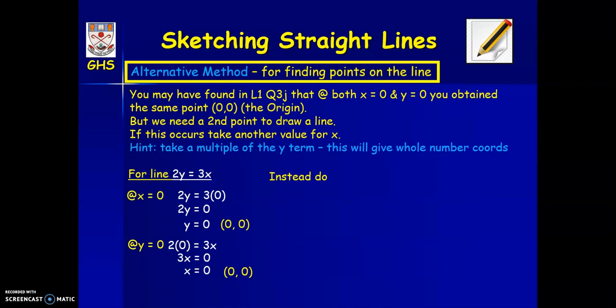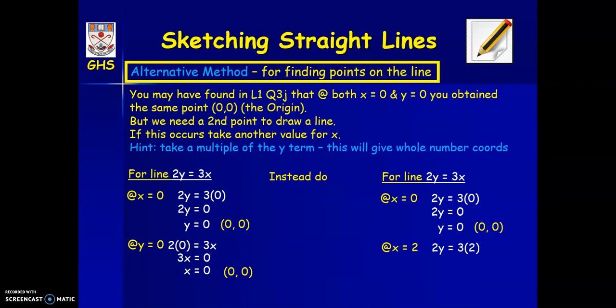So instead, what we can do is still take x equal to 0 as one of the points. So that will still give us the origin as our first point, but alternatively, take another value for x. So because we have a 2y term in the equation, if we take multiples of 2, that will give us whole number coordinates. So we could take 2, 4, 6, 8, or so on for x. The easiest one to take is x equal to 2.